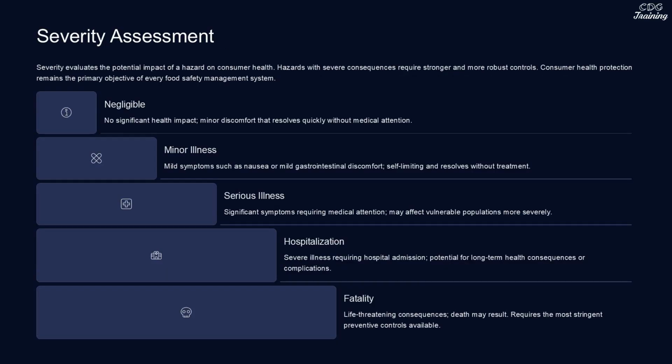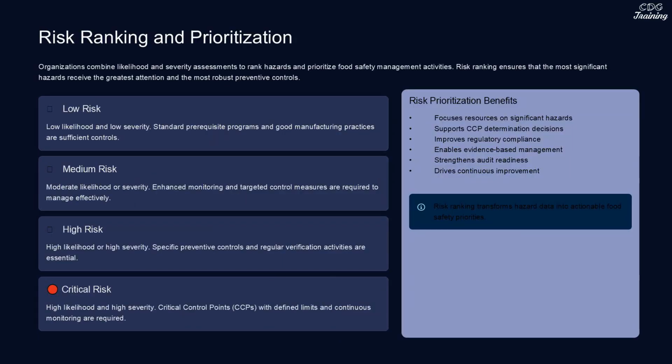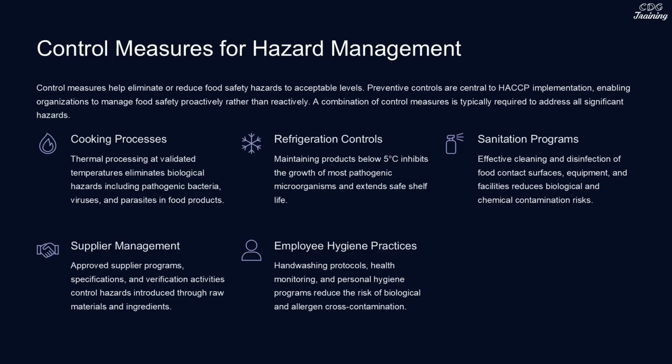Severity assessment evaluates the potential impact of hazards on consumer health, guiding the need for robust controls. Risk ranking and prioritization ensure that the most significant hazards receive the greatest attention and preventive controls. Control measures help eliminate or reduce hazards to acceptable levels, forming the core of HACCP implementation.